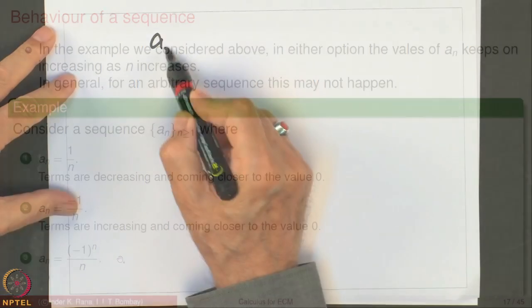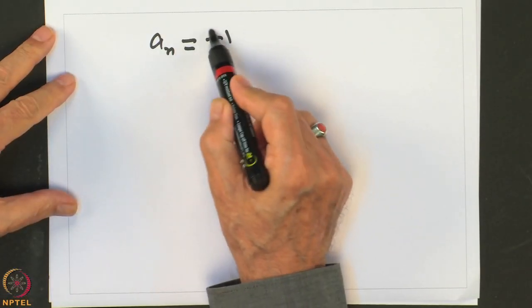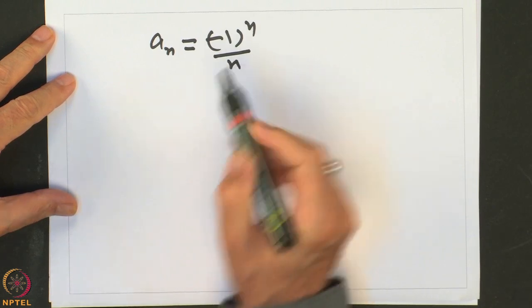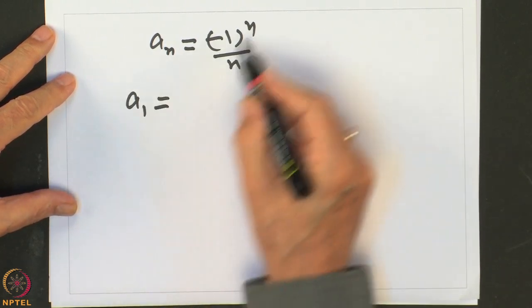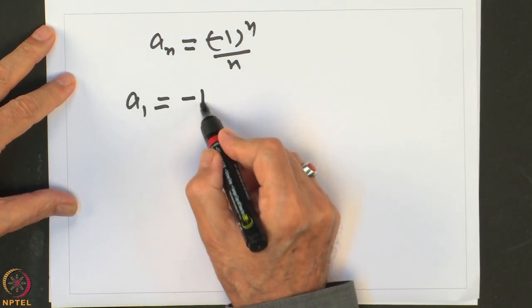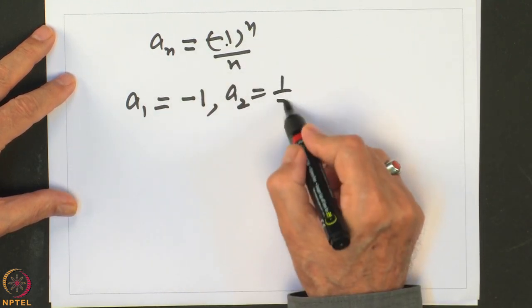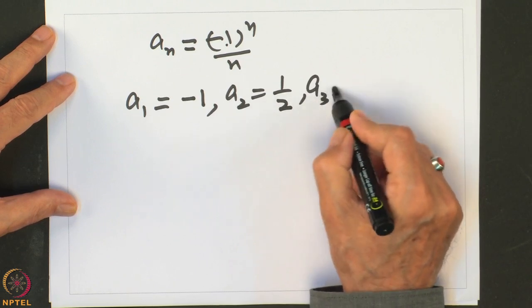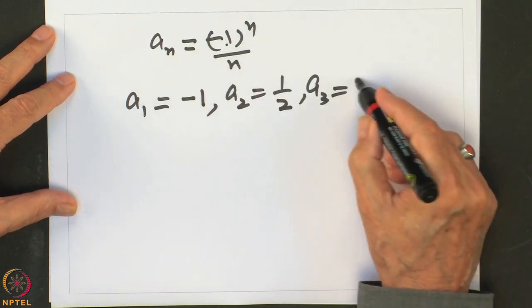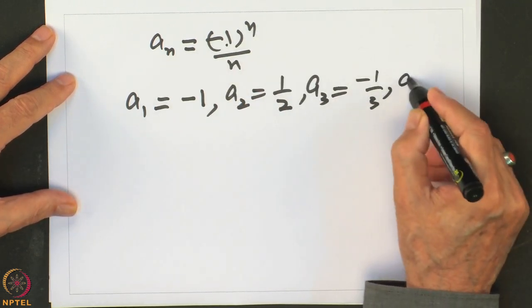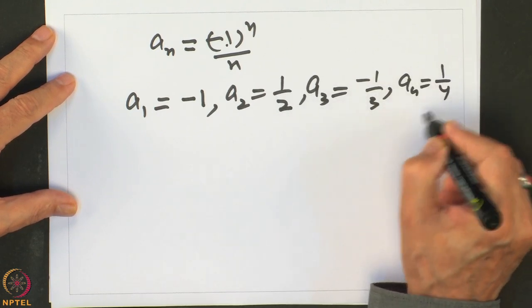So, A n is equal to minus 1 to the power n divided by n. So, what is A 1? N equal to 1. So, this is minus 1. What is A 2? Minus 1 square. So, that is 1 by 2. What is A 3? So, minus 1 to the power 3, that is minus 1 by 3. A 4 will be equal to 1 by 4, and so on.